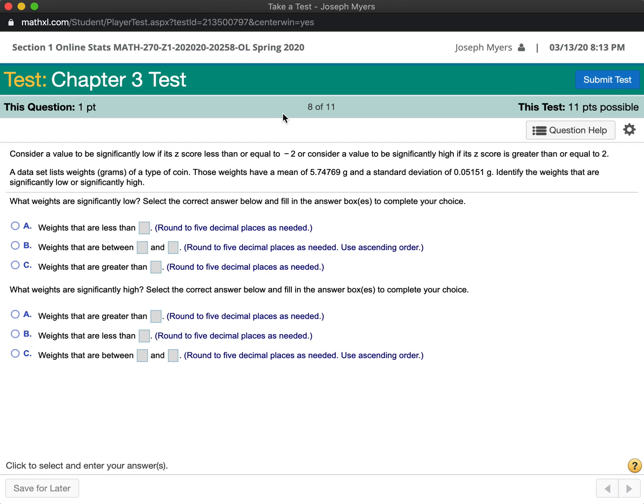So this is a similar problem. Anything with a z-score less than or equal to -2 is significantly low, and it's significantly high if it's a z-score greater than or equal to 2. So let's see if we can figure this out.